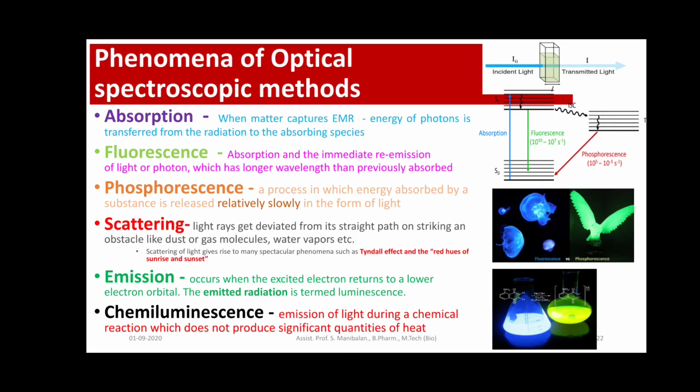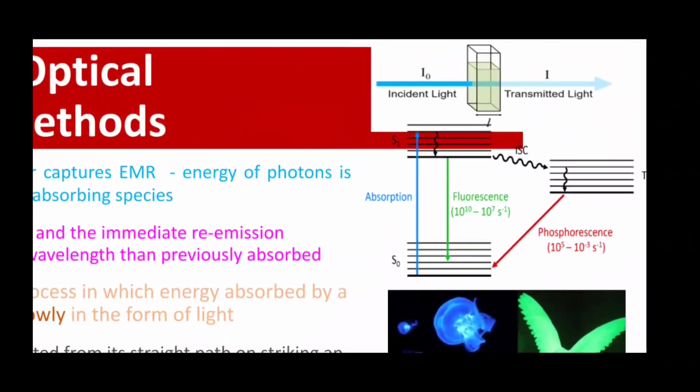Okay, phosphorescence is nothing but cold light, the same process. It is the process in which energy absorbed by the substance is released relatively slowly in the form of light, right? You can see here, the first one is normal spectroscopy, and the first picture shows incident light and transmitted light. Actually I naught and IT, I missed, actually I is there, but IT we should mention. And the second picture is fluorescence and phosphorescence, right?